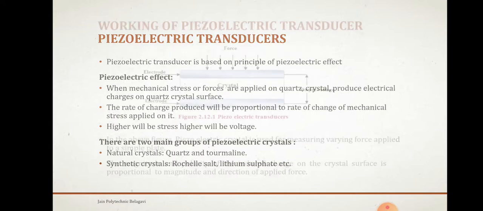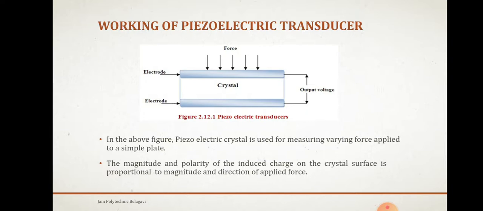Okay, then next, working of piezoelectric transducer. You can see in the above diagram the piezoelectric transducer. It is used for measuring varying force applied to a simple plate. Force is applied from the top; two electrodes are there, and in between the two electrodes there will be a crystal. From the two electrodes we will get the output voltage. So when we apply force on the electrode, depending on the force you will get the output voltage. The magnitude and polarity of the induced charge on the crystal surface is proportional to the magnitude and direction of the applied force.